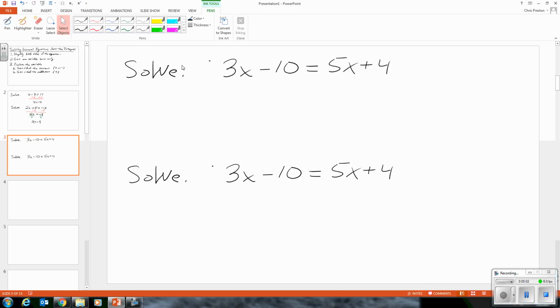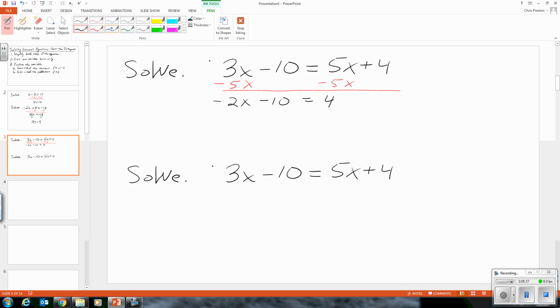So the first way I'm going to do this is I'm going to say, let's get rid of this 5x term. So I'm going to subtract 5x from both sides. To get rid of an entire term, you use adding or subtracting, depending on whether it's positive or negative. So since this is a positive 5x, I'm going to use a negative 5x or subtract 5x to get rid of it. Now when I do that over here, I'm going to get a negative 2x minus 10 equals 5x, and negative 5x makes 0 plus 4, which is 4.